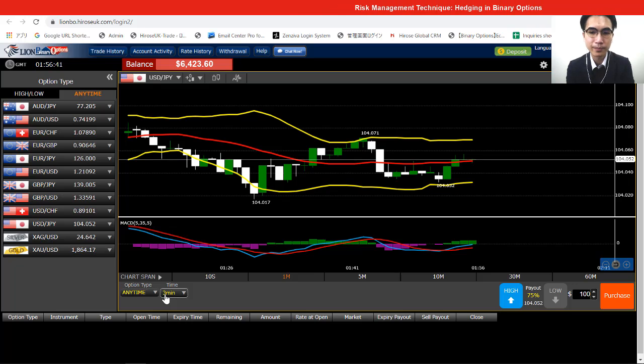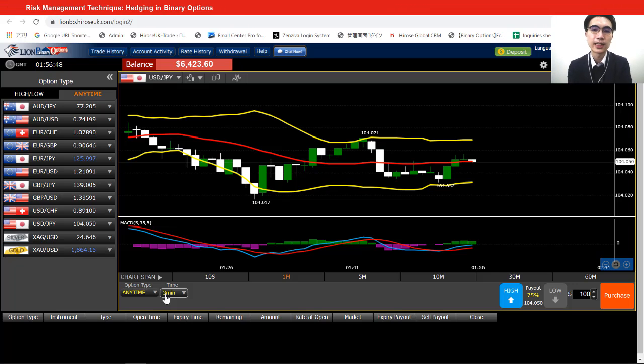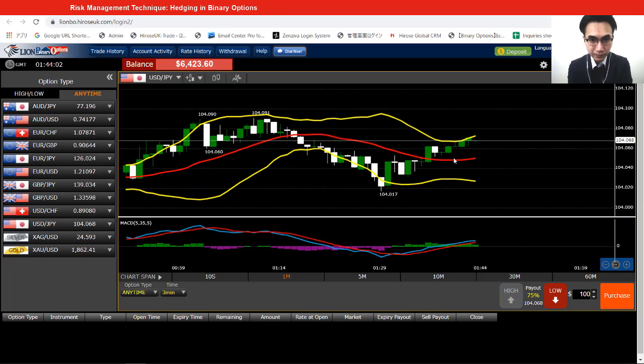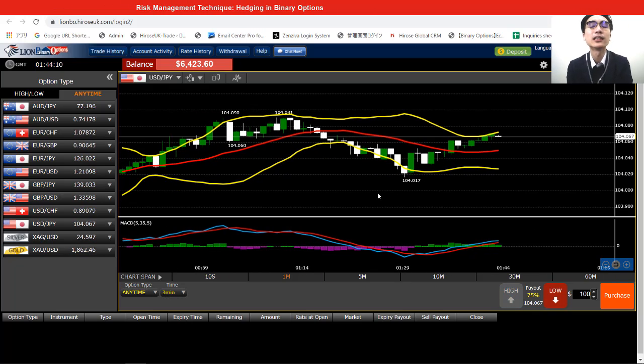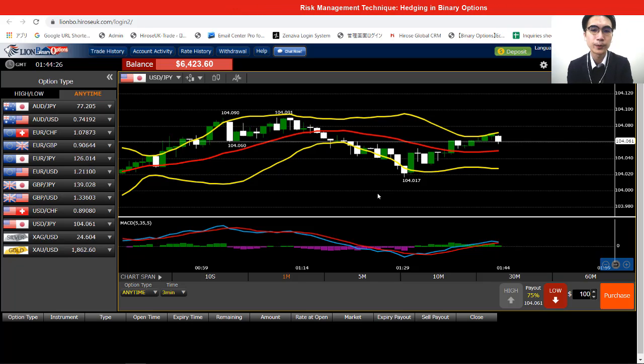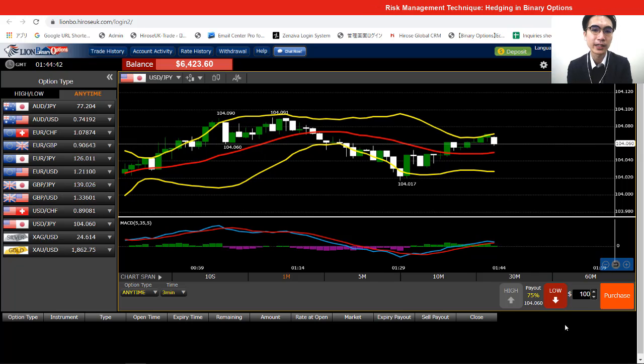First I will browse a bit on the currency pairs, and then I will see which currency pair is suitable for the strategy. Now in here we are looking at a range market, so that is suitable for this Bollinger Band and MACD, because it's a range market trading strategy. I'll place a trade first, and then I will explain how I place the trade.